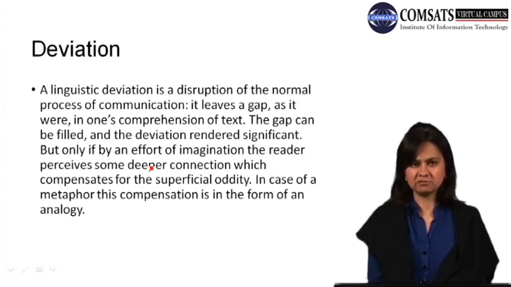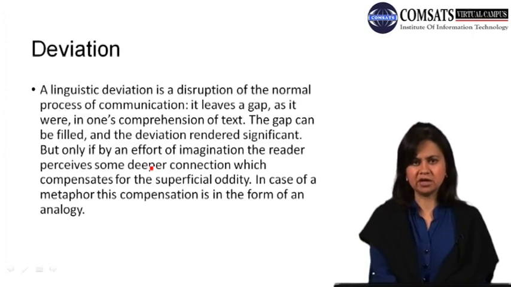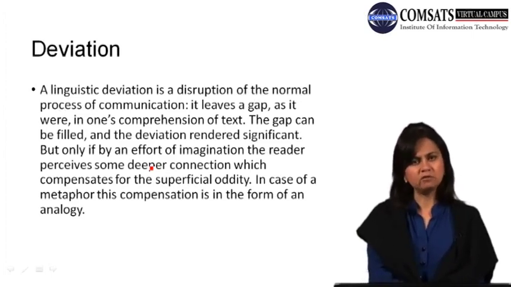So, only if through an effort and through a focus on the words and expressions and the use of imagination, the reader perceives some deeper connection which compensates for the superficial oddity. Now, superficial oddity is what you encounter as a reader in the first instance. Oddity was that you termed it as incorrect. Maybe it is just the way you are composing a poem and you are not coming up with a suitable title. That is why the final title would have been any one of these three, either anagram, army or Mary. But why are all three amalgamated? Why are all three present there in the title?